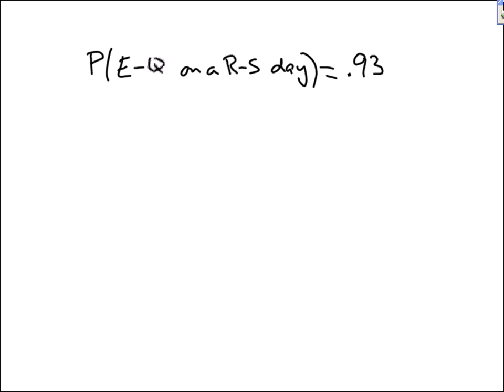Suppose that I tell you that the probability of an earthquake on a randomly selected day, I should have said that on the last problem, is 0.93. What do we call this year? If you have more than one earthquake on a day, they might call it one earthquake. So, in a given year, there's a 0.93 chance of having something. I'm not happy about this number.